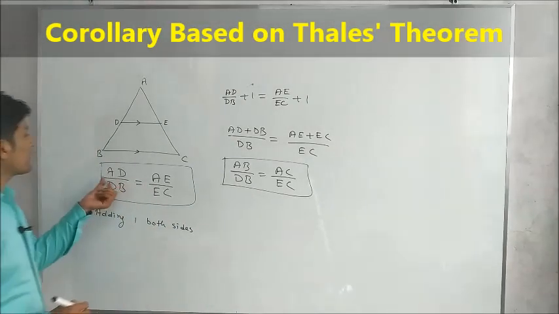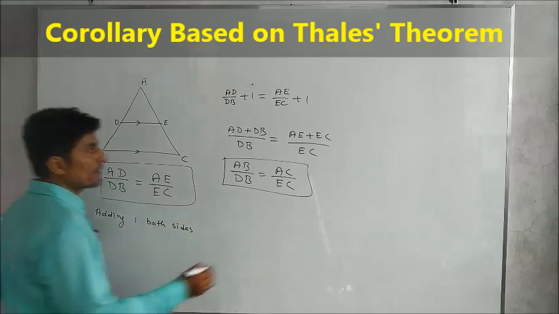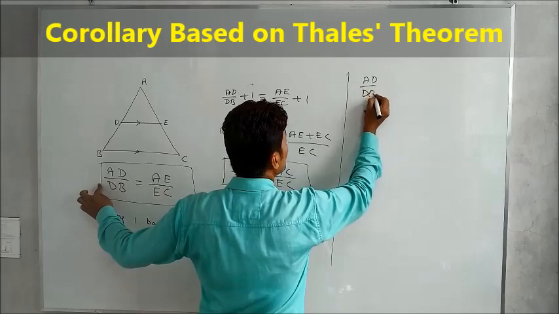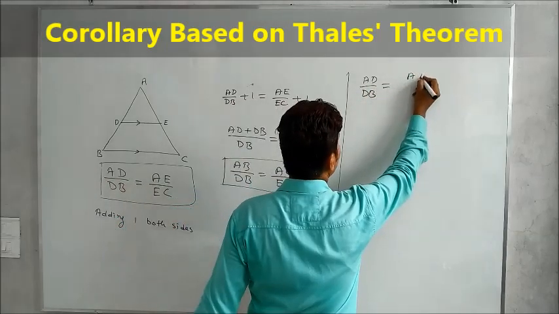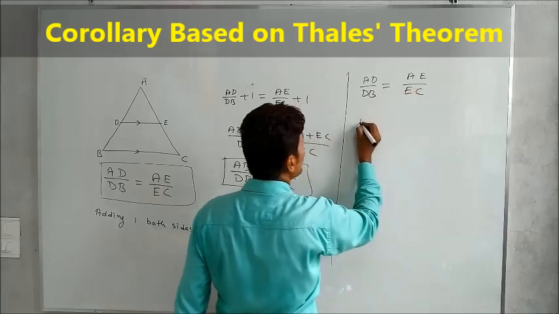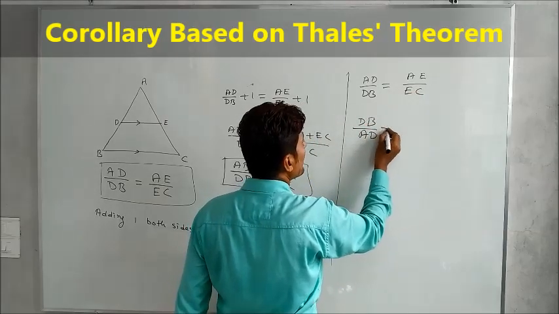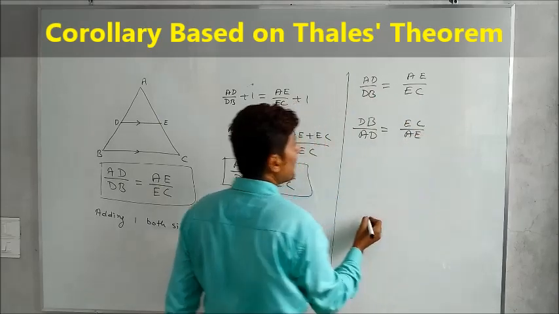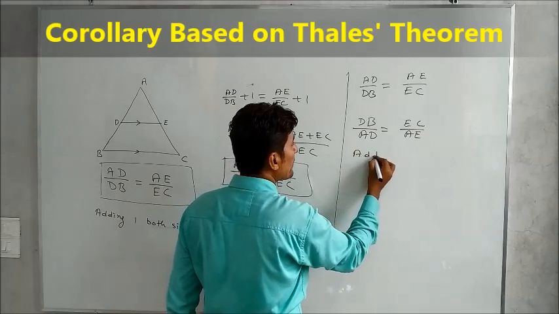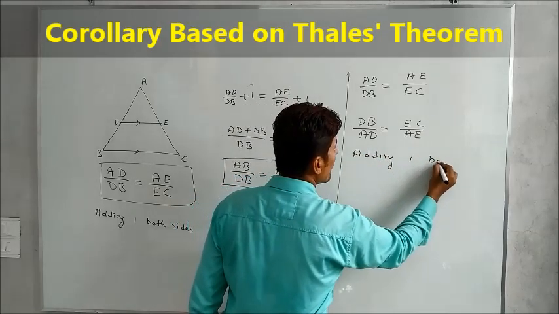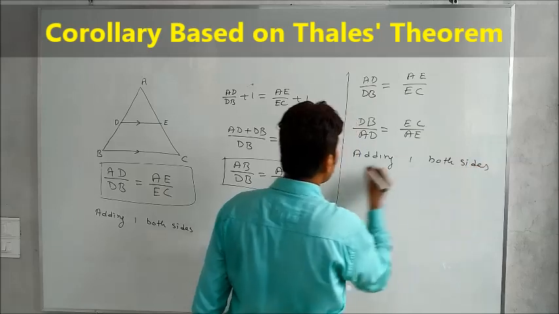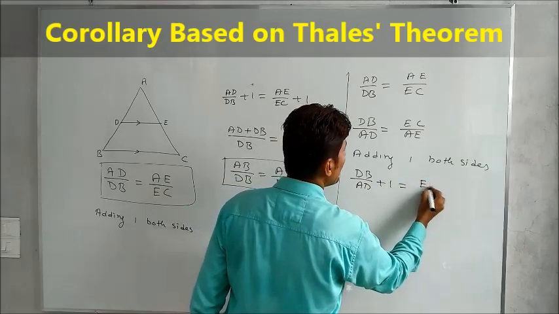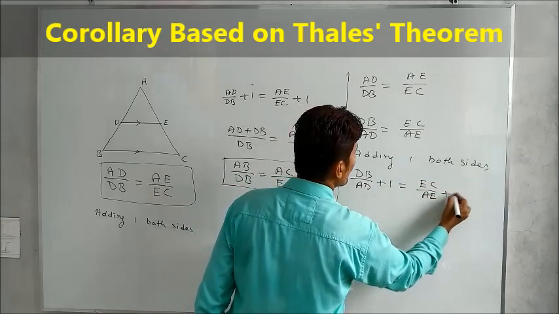Now again we will consider AD upon DB equals AE upon EC. Let us see the third one. AD upon DB is equal to AE upon EC. Writing the reciprocal, we get DB upon AD equals EC upon AE. Now we have to add one to both sides. DB upon AD plus 1, and EC upon AE plus 1.